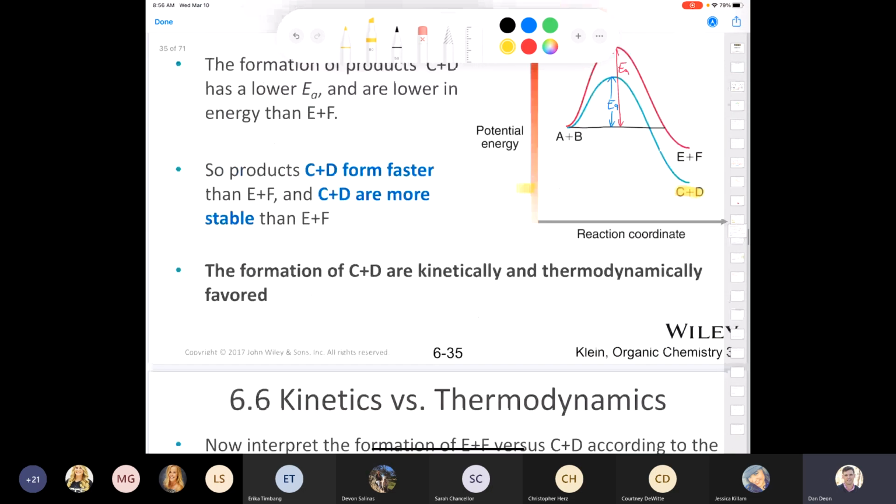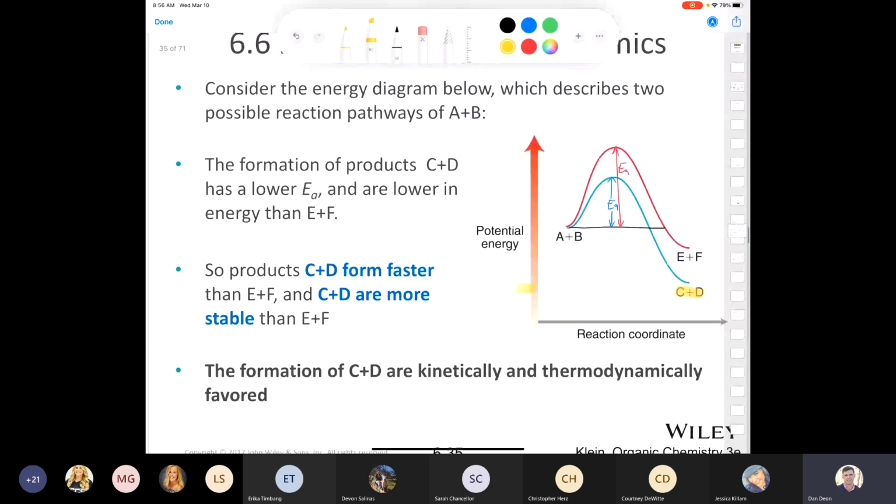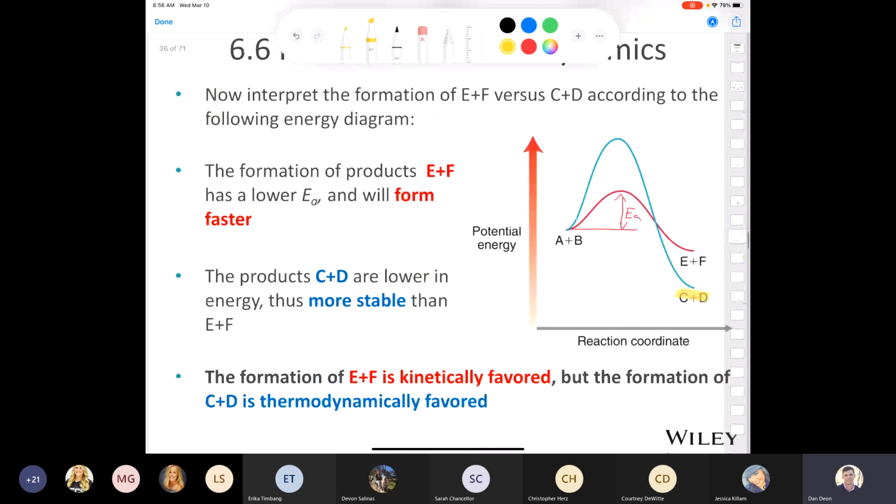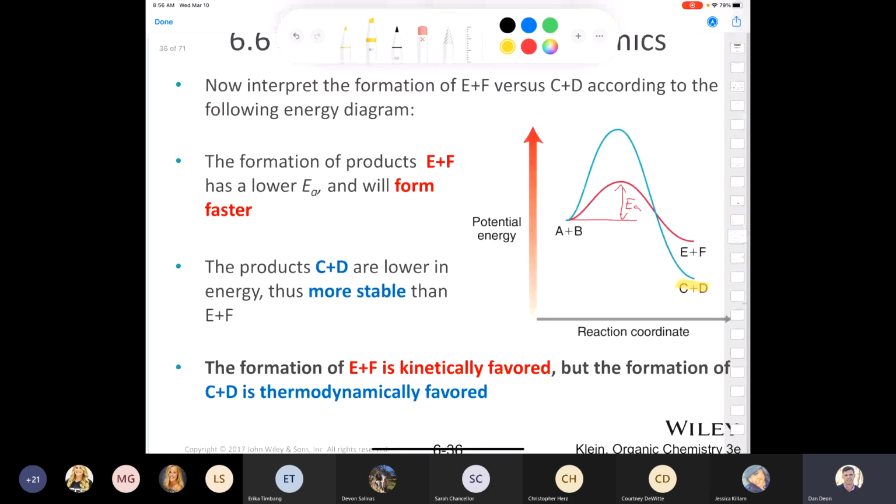Now, most of the time, and this is something that I actually highlighted in our textbook in my electronic version, the reactions that we're going to look at are both kinetically and thermodynamically favored, but sometimes they are in competition. We do look at some examples where they're in competition. And in that case, we're going to have to decide what to do in order to maximize the amount of products, whether we want E or F, E and F, or C and D.